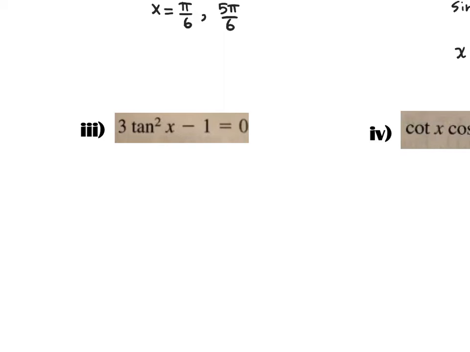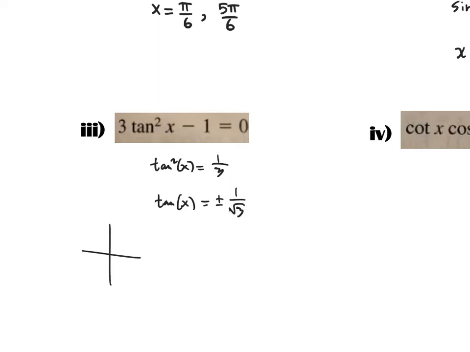Adding 1, dividing by 3. I see that tangent squared x is equal to 1/3. If I take the square root, I see that tangent equals plus or minus the square root of 1 over the square root of 3. Okay, now that's going to happen in 4 places. All right, let's look at those 4 locations on the unit circle.